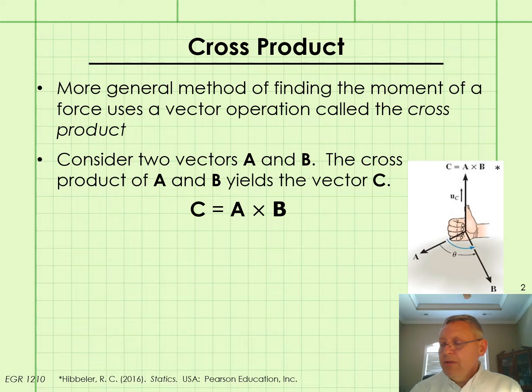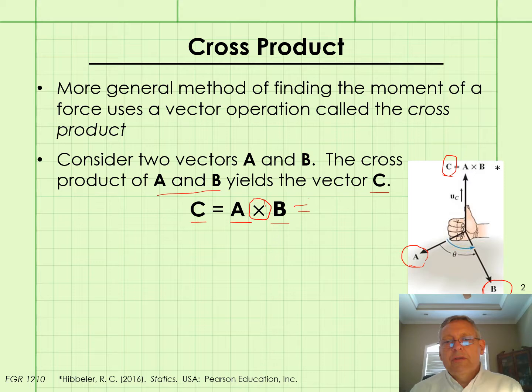So let's consider two vectors A and B. And we say that the cross product of A and B yields the vector C. So shown here on the diagram, here's C. And we write that as C equals A cross B. Now note that this is not a multiplication sign in this instance. It's read as cross, not multiplied by.